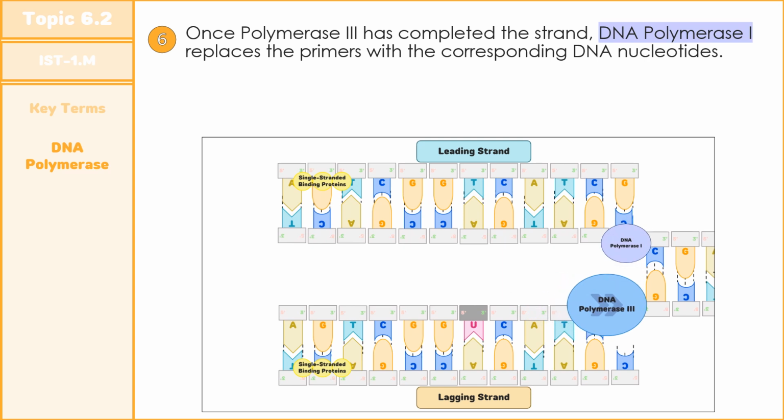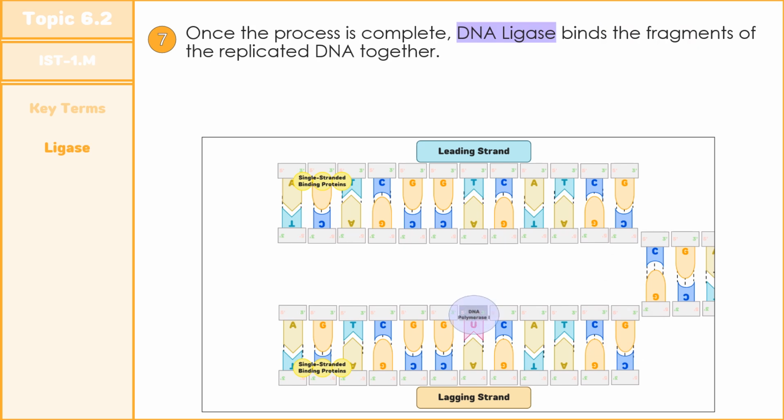Now, once DNA polymerase III has completed the strand, DNA polymerase I is going to come in and replace our primers with DNA nucleotides. We don't want to have these RNA primers left in our strand because that'll throw everything off. And once we have replaced our primers, DNA ligase, which is our final enzyme, comes in and binds together these segments so that we have a full continuous sequence of DNA.